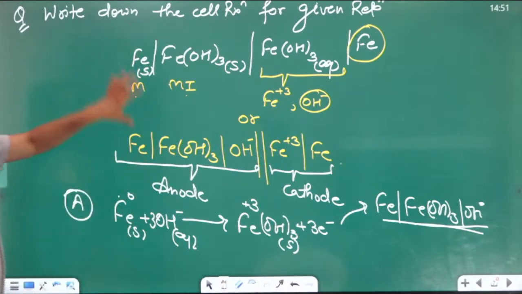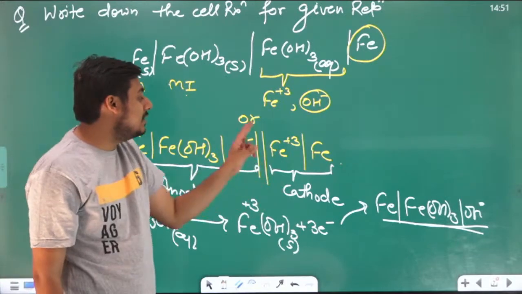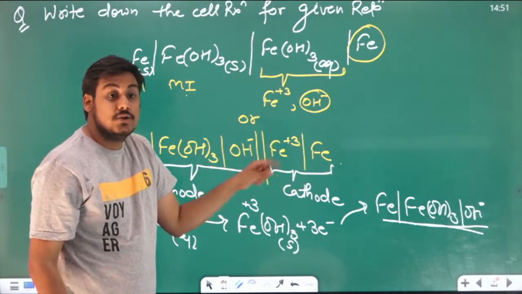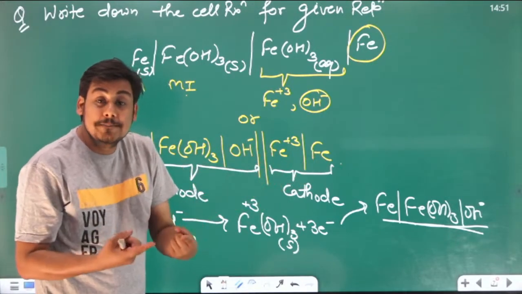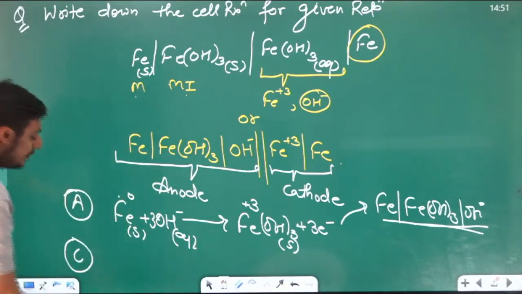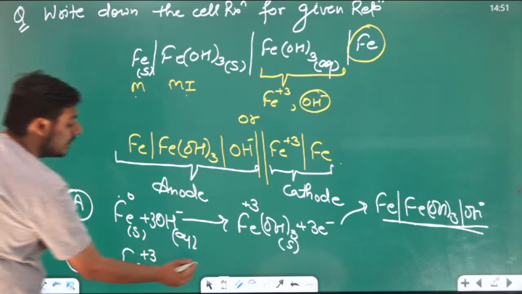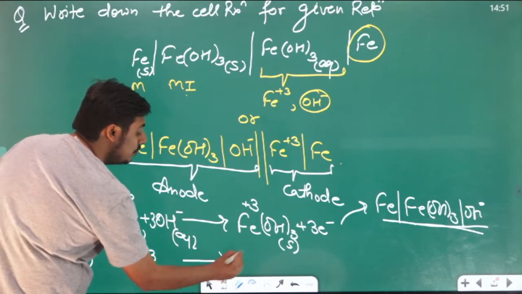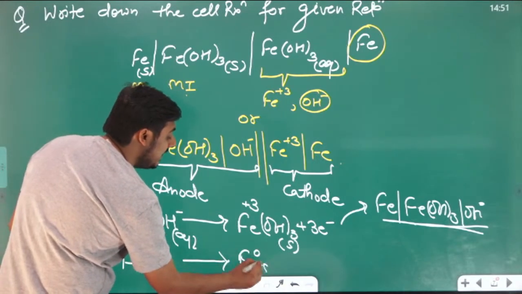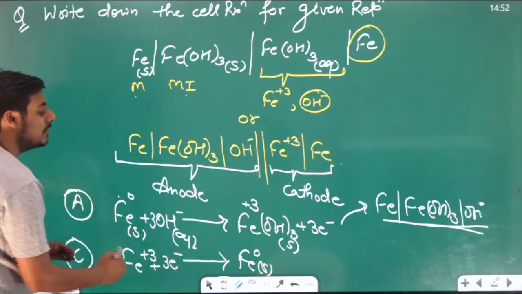Here the representation is given. So what is the cathodic part? The cathodic part consists of Fe and Fe3 positive. On the cathode, reduction occurs, so I can easily write the cathodic reaction also. Reduction is a simple phenomenon where a system in a higher oxidation state goes to a lower oxidation state by gaining electrons. So these will be my anodic and cathodic reactions.